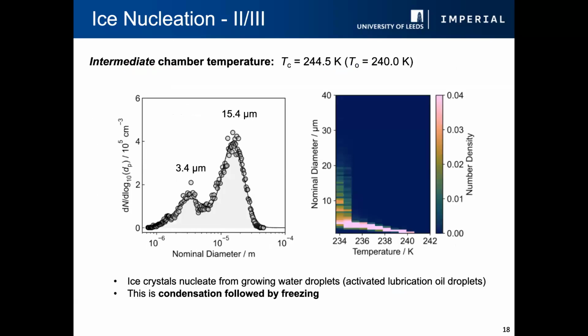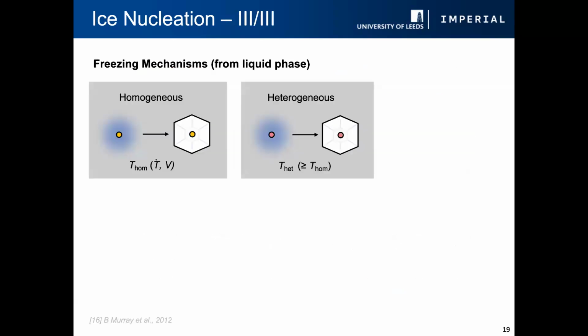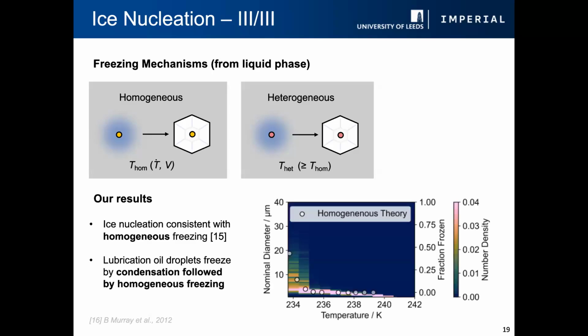When we have intermediate temperatures, we do see a bimodal distribution where we have some remaining as water and some activating and freezing into ice. So what we can say here is that there's a condensation process followed by freezing. We wanted to look at whether these oil particles are affecting the freezing mechanism. If we had heterogeneous nucleation of ice, it could mean that the ice particles are forming at a slightly warmer temperature than during homogeneous nucleation of ice. But our results show that that's not the case, that there's homogeneous nucleation of ice.